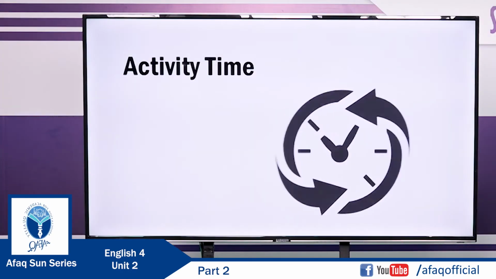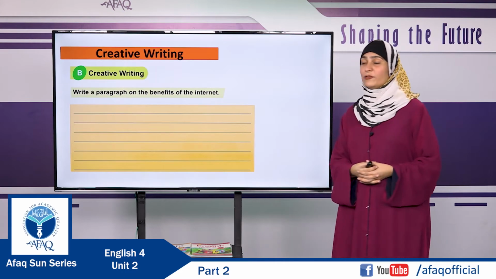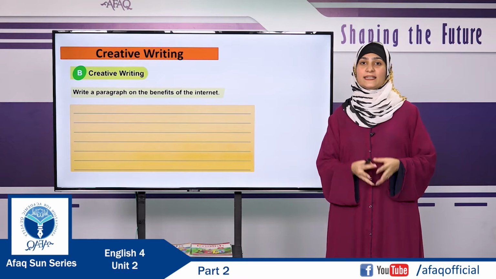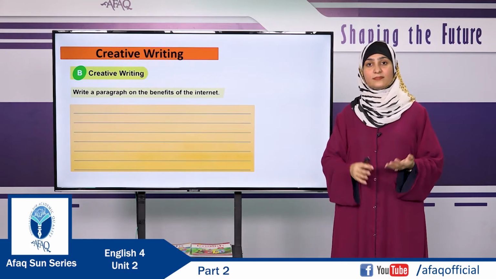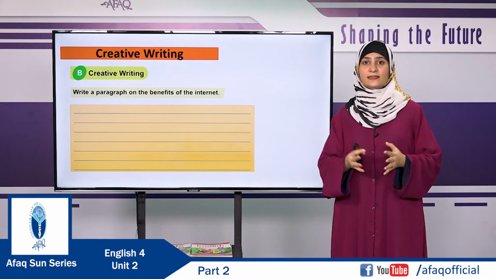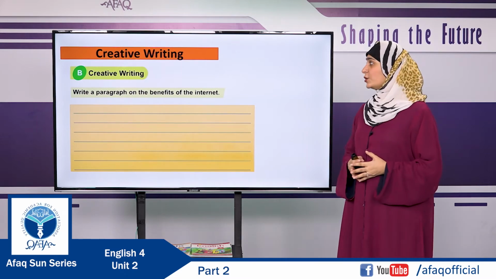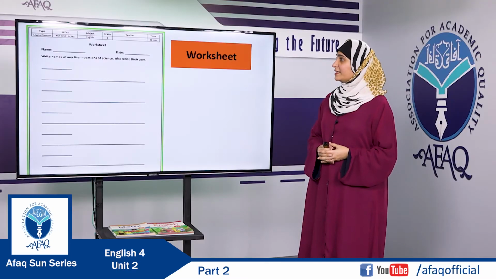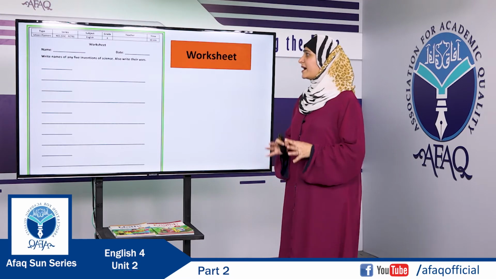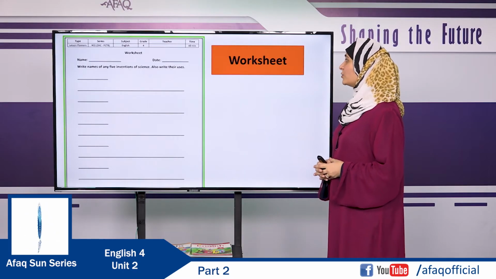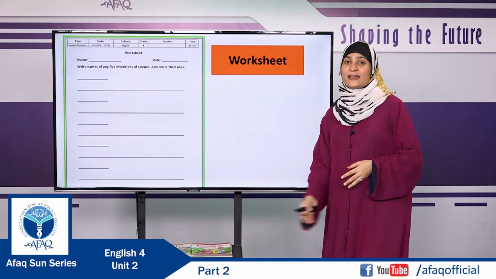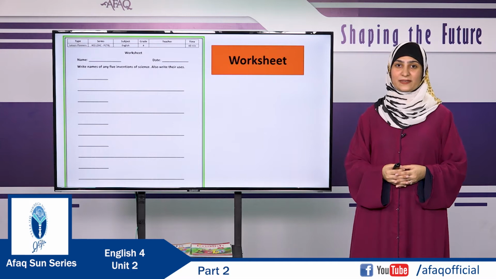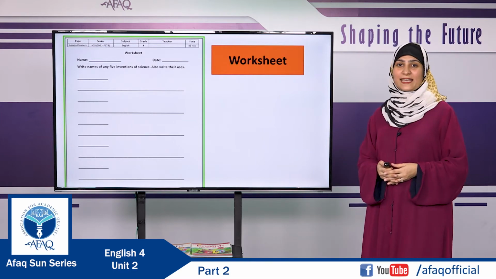Here is the activity time. Dear students, keeping in mind the rules of the concepts that you have been taught in week 1: capitalization, topic sentence, sequence markers, you are going to write a paragraph on the benefits of the internet. After that, you are going to write the names of any 5 inventions of science and also write their uses. Get done with this exercise and you can take help from your teachers and parents. So come back quick for the next exercise.